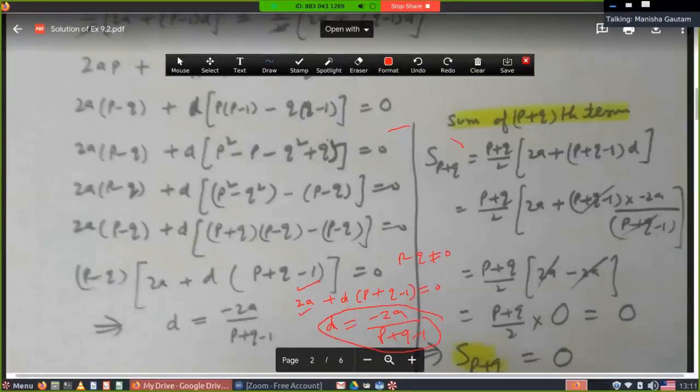Now you want to find out S, the sum of P plus Q terms. So P plus Q upon 2, 2A plus N minus 1. What is N? P plus Q minus 1 into D. Now put the value of D here, that is minus 2A upon P plus Q minus 1. This whole is cancelled by this P plus Q minus 1. Only minus 2A is left. This 2A minus 2A cancelled. 0 into any number is equal to 0. It means the sum of P plus Q terms will be equal to 0.